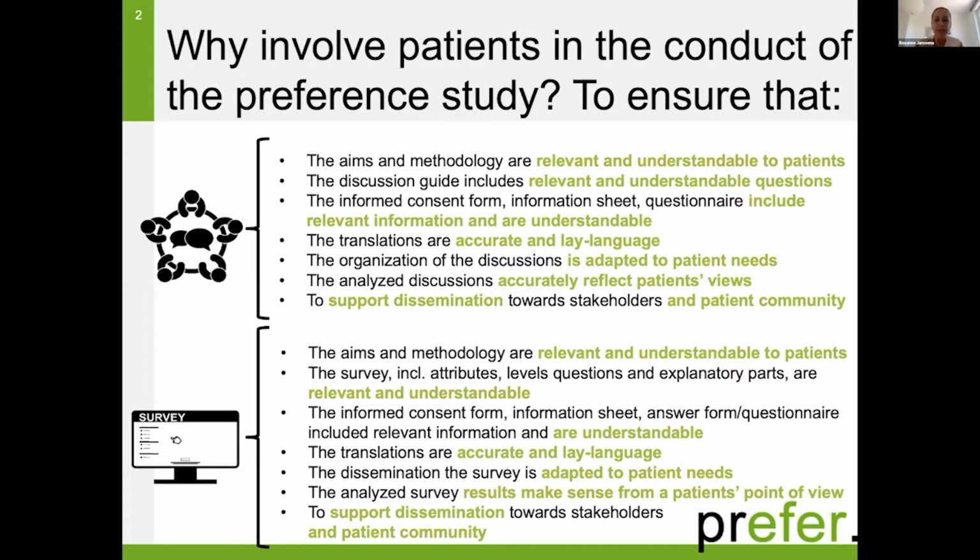Also regarding the information that we provide to them, both before the study, so the informed consent form and the information sheet where we want to convey what we are doing in the study, and also the questionnaire, that it includes information that is relevant. So what do patients need to know before they are taking part in a preference study, both in the qualitative and in the quantitative phase? Does it include the relevant information, for example, about their data protection? We need to look out that patients can find whatever questions they have regarding the study in this information sheet.